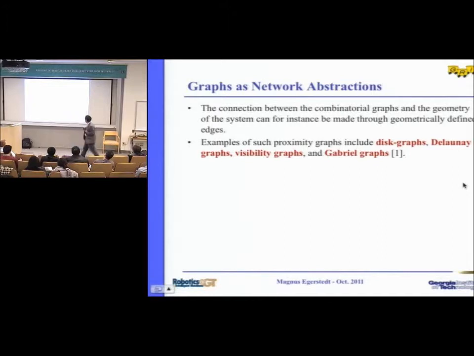And I should point out that in this talk, I'm actually adding references. I didn't know if the slides would be made available afterwards or not. In case they are, I put them there just so you can look up where these things come from.